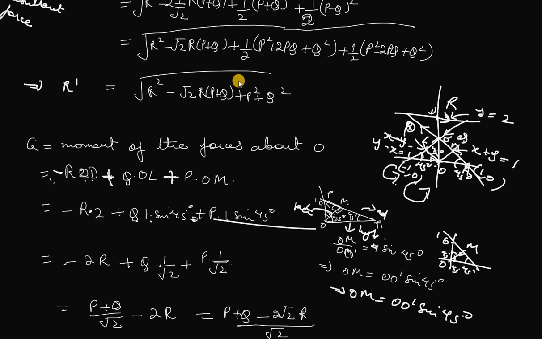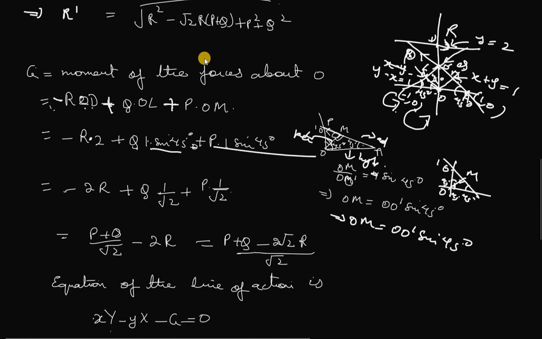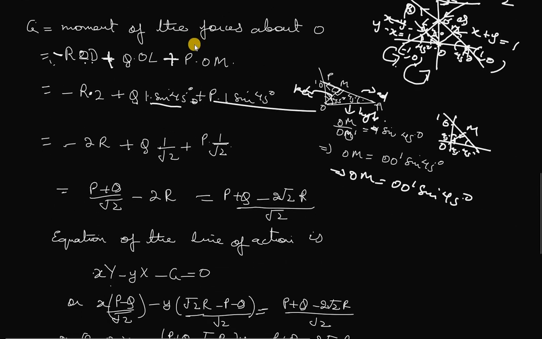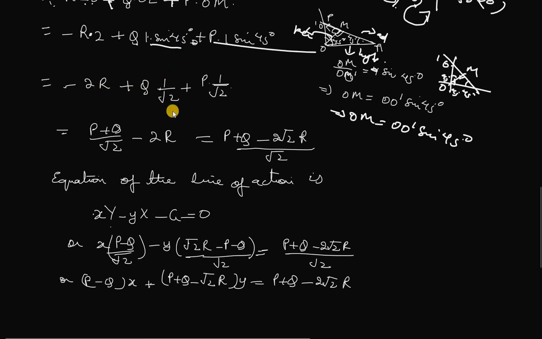Now consider this right angle triangle OL O prime. What is OL? OL by OO prime will give you again sine of 45 degrees. But OO prime, as we know, is equal to 1, so you just replace it by 1. So you have minus R into minus twice R plus Q into sine of 45, which is 1 by root 2, plus P into 1 by root 2. Once you get the value of G, which is equal to P plus Q minus 2 root 2 into R divided by root 2, we can find out the equation of the line of action.